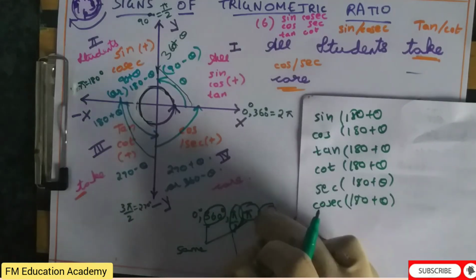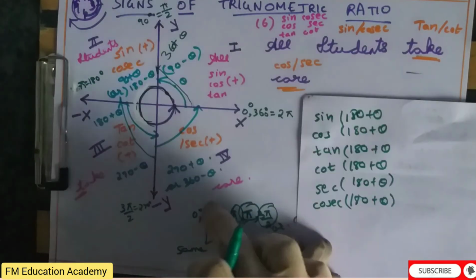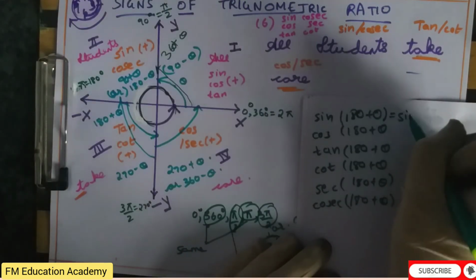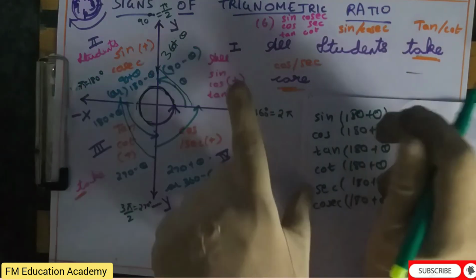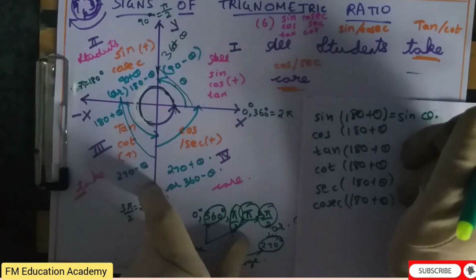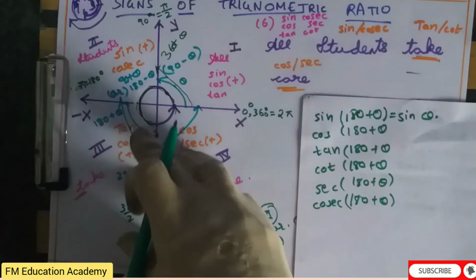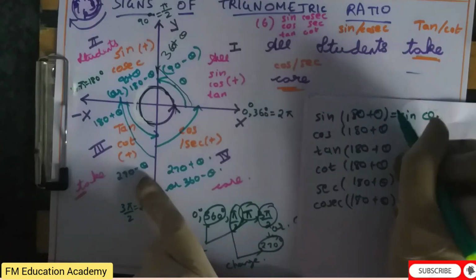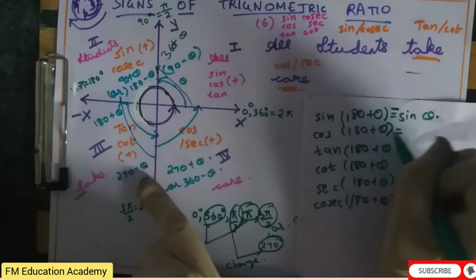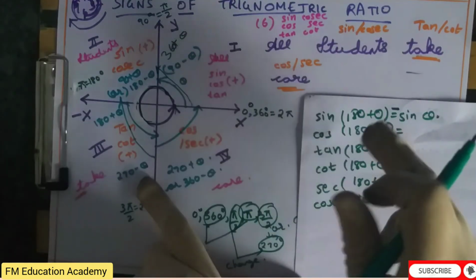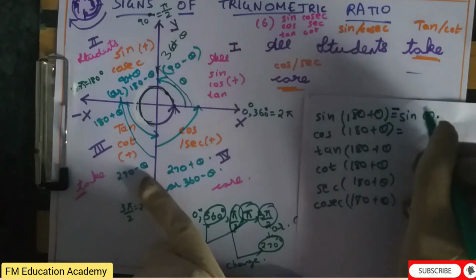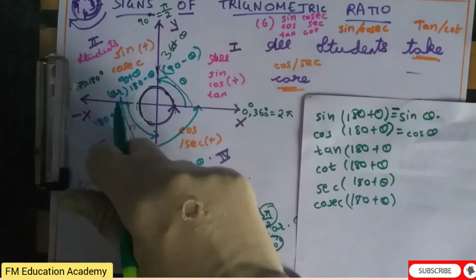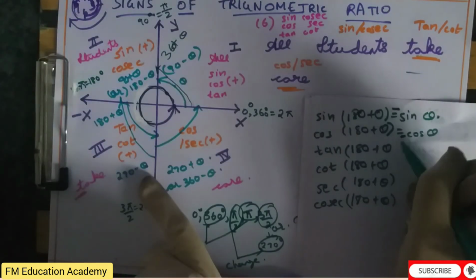The trigonometric ratio will remain the same only when it is 180 or 360. So sine 180 plus theta is sine theta only, because it should be the same, and 180 plus theta means it is in the third quadrant. In the third quadrant, is sine negative or positive? Only tan and cot are positive in the third quadrant. So sine is negative, which means it is minus sine theta. What about cos 180 plus theta? It is cos theta only, because 180 stays the same. But with 180 plus theta, cos is negative, so it is minus cos theta.